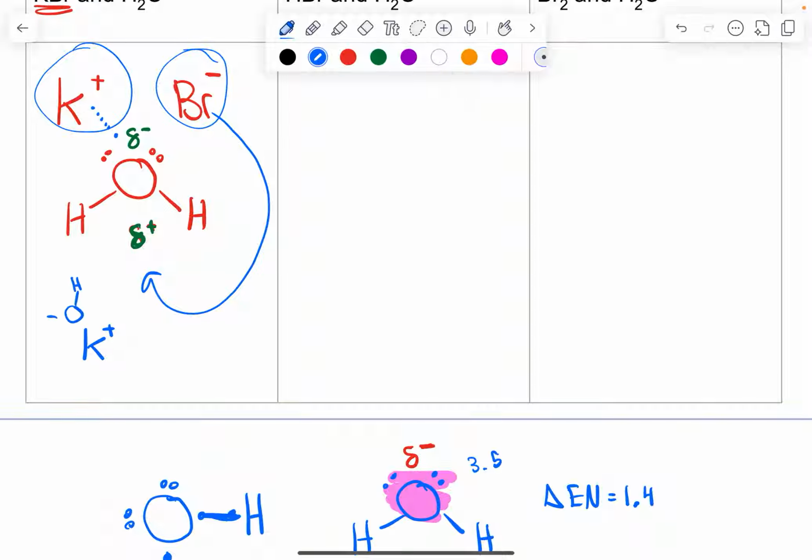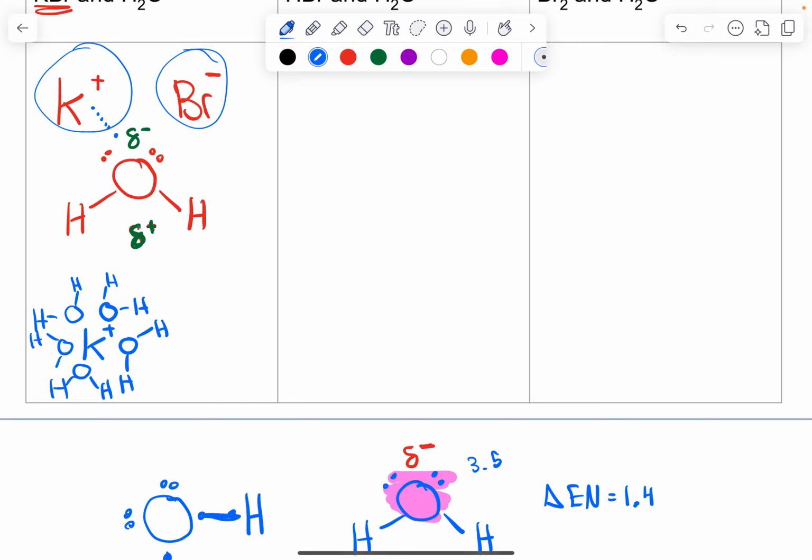I'm not going to draw the lone pairs on here just to save time. And all of the oxygens point towards the potassium ion. So we talked about this in that chapter, but you guys now have a much better understanding of why that happens. Because all of those oxygens are like the negative side of the water molecule. And so they get attracted to the potassium because it's positive. Then we look at the bromine and all of the water molecules get attracted to the bromine, but it's the hydrogen side that gets attracted to the bromine.